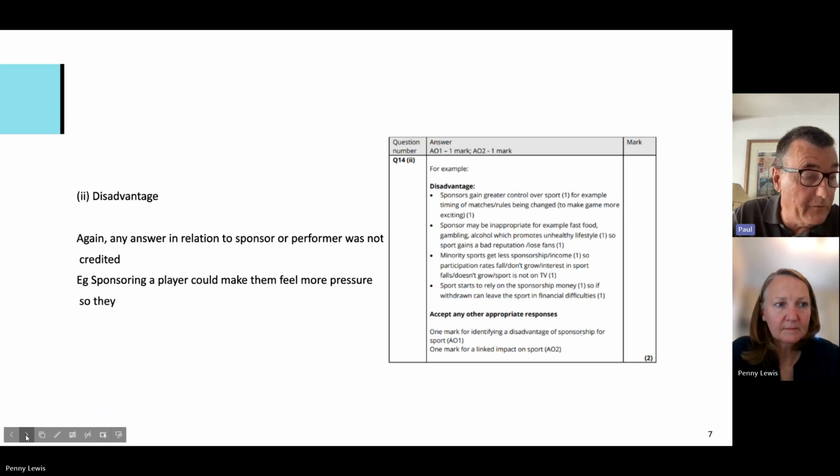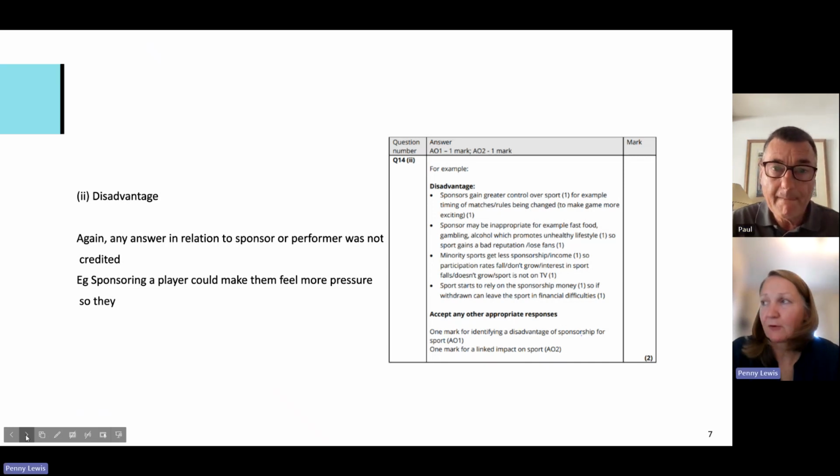Instead, we're looking for answers such as sport relies too much on sponsorship money, so if it is withdrawn, it would leave the sport in financial difficulty. Or sponsors gain too much control over sport, for example, the timing of matches, etc. That's really helpful, and I really like those examples that you've given because they are really very specific.